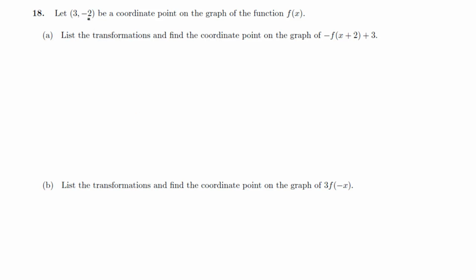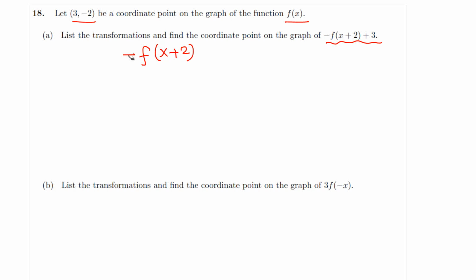Let (3, -2) be a coordinate point on the graph of the function f(x). So this is the point on the graph of f(x). Now we need to list the transformations and find the coordinate point on the graph of this. Okay, so this is -f(x + 2) + 3.